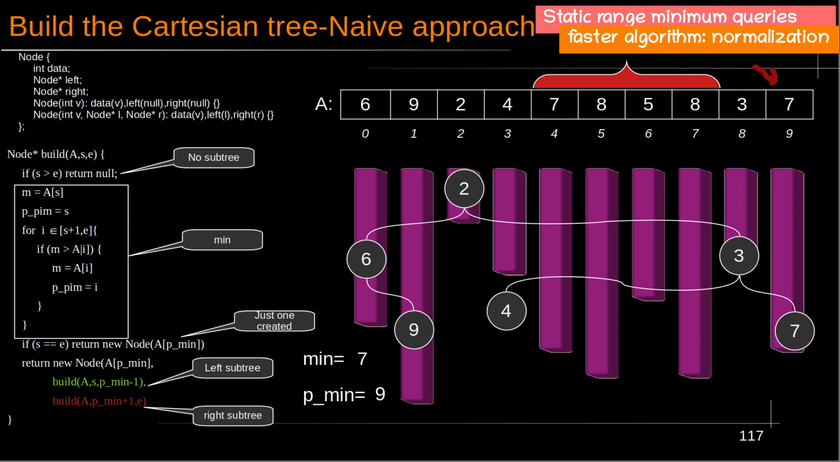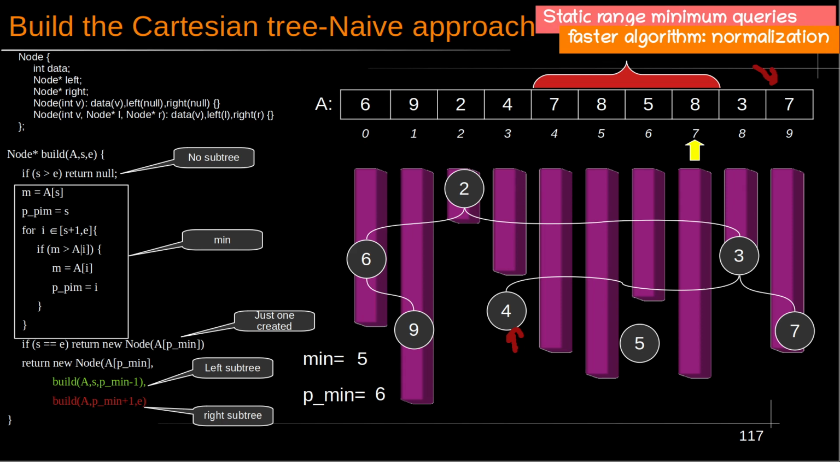Now we come back to the right subtree of 4, this element 4. We assume that the minimum is 7 at position 4. We check for the others. Is 7 greater than 8? No. Is 7 greater than 5? Yes. So 5 will be the minimum at position 6. Is 5 greater than 8? No. We reach the end of that subarray.